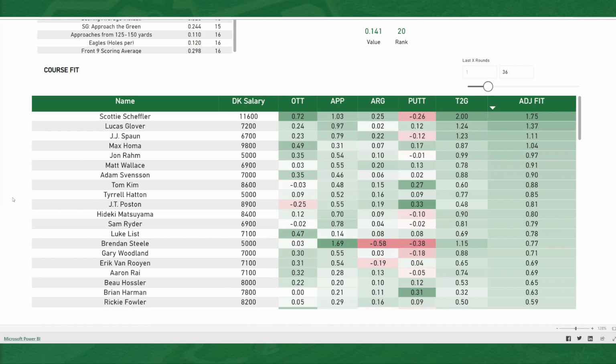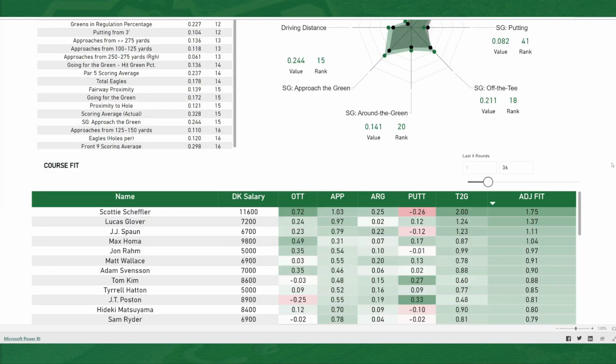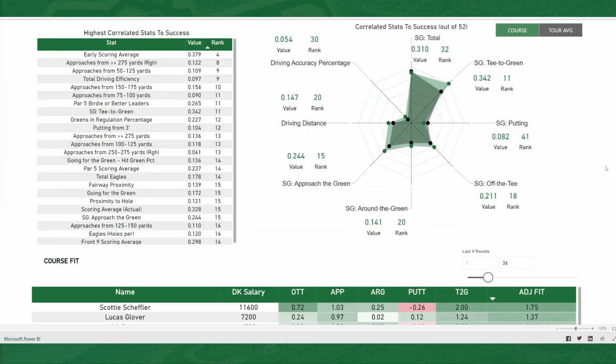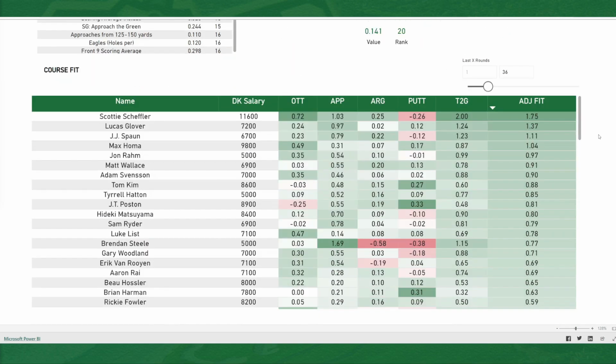The course fit table takes the information from above, how valuable each one of these metrics are, uses that information and each golfer's last 36 rounds in this case, and adjusts their fit. So it says who should fit this golf course the best or the worst based on those metrics above. And because Scottie Scheffler is such a great approach player, he gets a nice boost on approach.